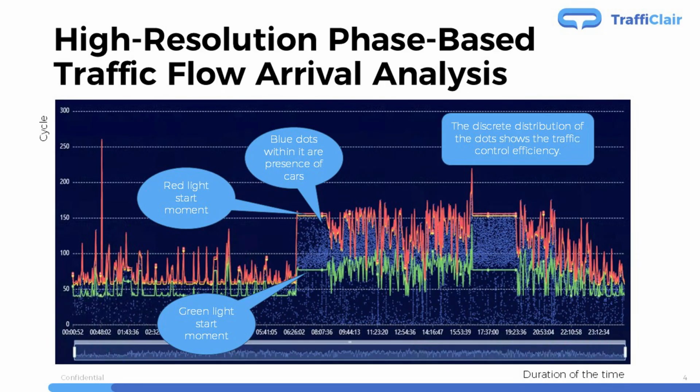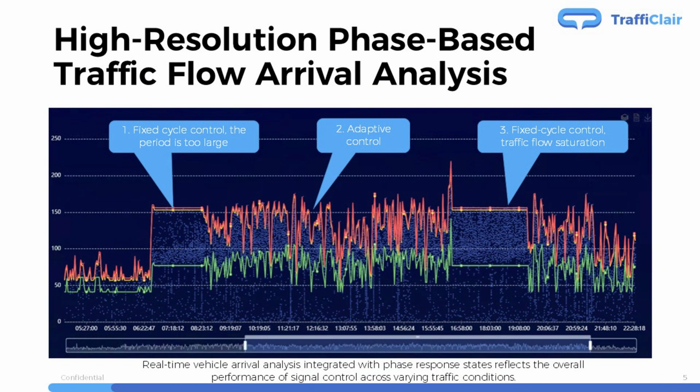This diagram records all vehicle presences during the whole day in one detector. The X-axis is the duration of time, and the Y-axis is the cycle. Each blue dot is the presence of a vehicle. It also records the start moment of green and red. The discrete distribution of the dots shows the traffic control efficiency. The higher the density of the dots is, the higher efficiency we will have. The real-time vehicle arrival analysis integrated with phase response states reflects the overall performance of signal control across different traffic conditions.